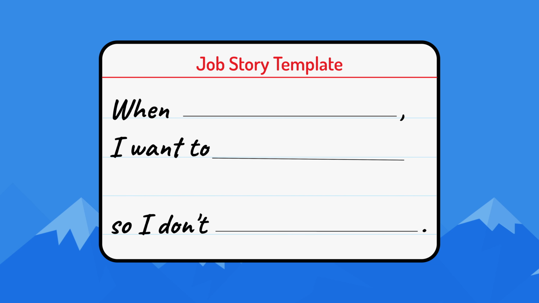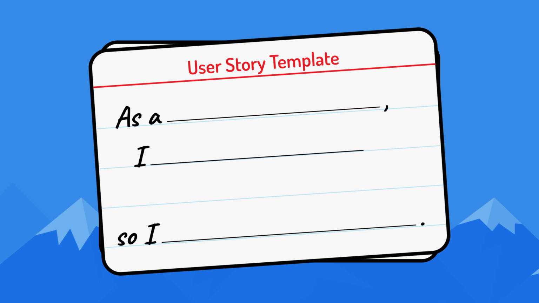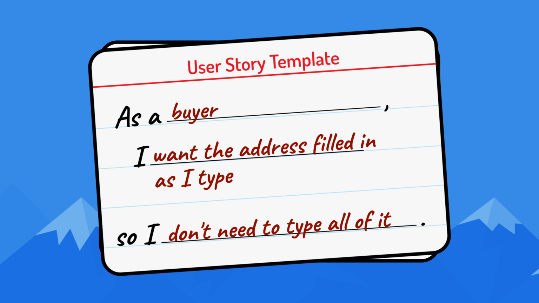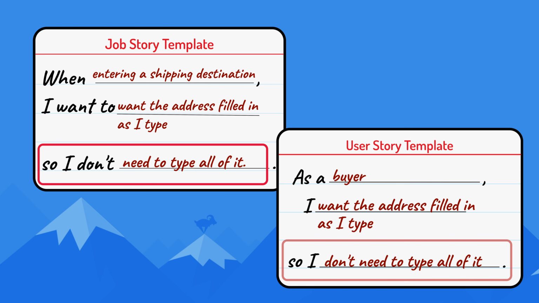Let's look next at entering the shipping destination when placing an order online. The job story version is, when entering a shipping destination, I want the address filled in as I type, so I don't need to type all of it. A user story version of this would be, as a buyer, I want the address filled in as I type, so I don't need to type all of it. These two stories highlight the difference between user and job stories that exist in the first part of the template. The when and as a clauses differ, but in this example, the remainder of each story is identical in both user and job story format.